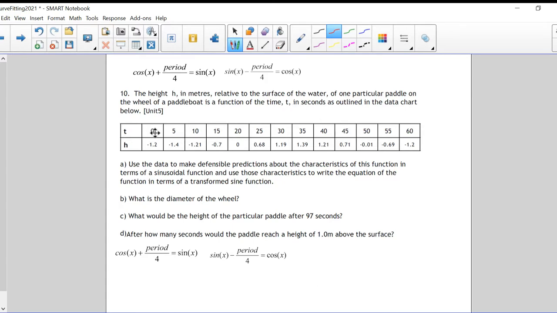So as time is passing, when you're at 0, your paddle is minus 1.2, which means it's under the water. When you're at 5, it's a little deeper at minus 1.4. When you're at 10, it looks like it's starting to come up out of the water. At 20 you're at sea level. At 25 you're above sea level. It's rising, it's rising, then it starts to fall again, then it goes below the water again, and it comes back up. So the height of this particular paddle relative to the surface of the water is sometimes positive and sometimes negative. If it's positive, it means it's above the water. If it's negative, it's below the water.